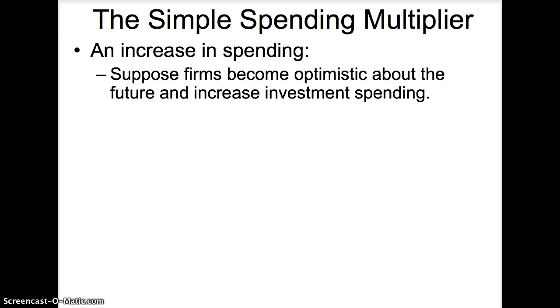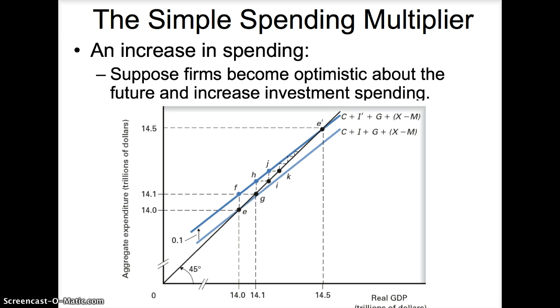The simple spending multiplier. If there's an increase in spending, the aggregate expenditures curve will shift upward, causing a multiplied effect on GDP. Suppose firms become optimistic about the future and increase investment spending. The aggregate expenditures curve will shift upward. You can see there are many points between E and E prime. I will explain points F, G, H, I, J, and K on the following slide.